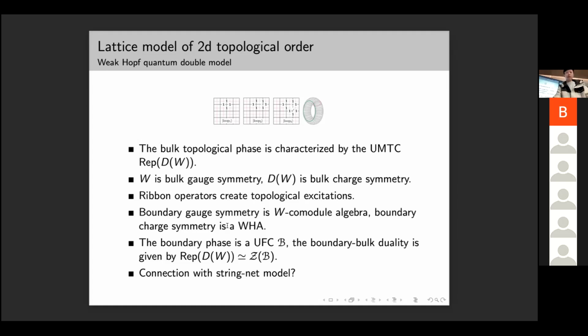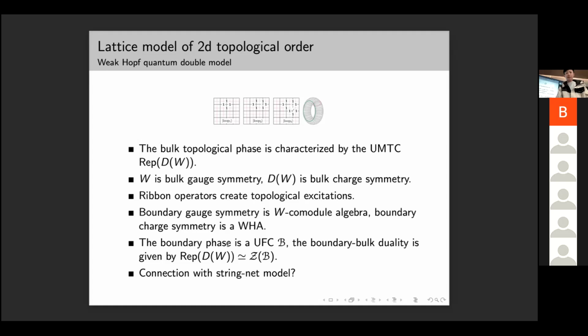And for the general Hopf case, we have not found a clear relation between the 1D gauge symmetry and the 1D gapped boundary charge symmetry. And for the Hopf algebra, we know that they are related with the smash product because there is some very clear relation between them.